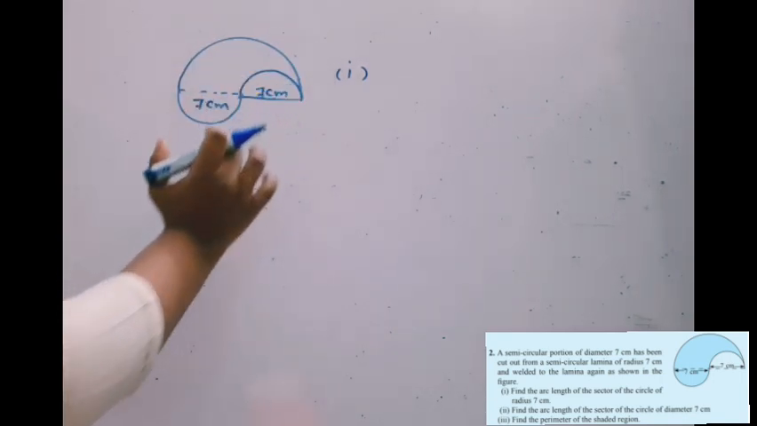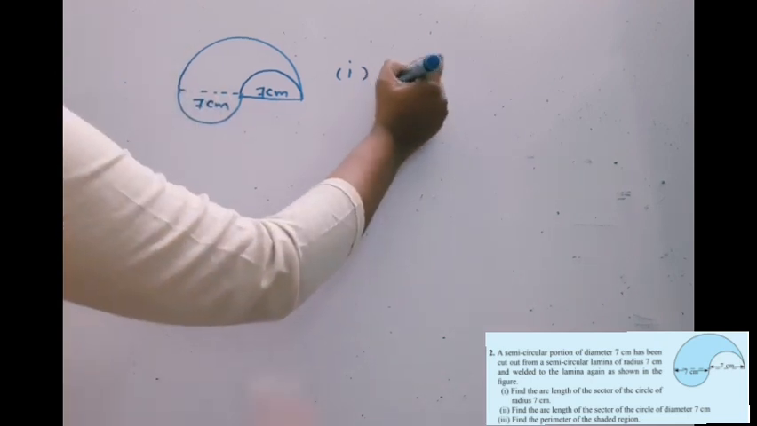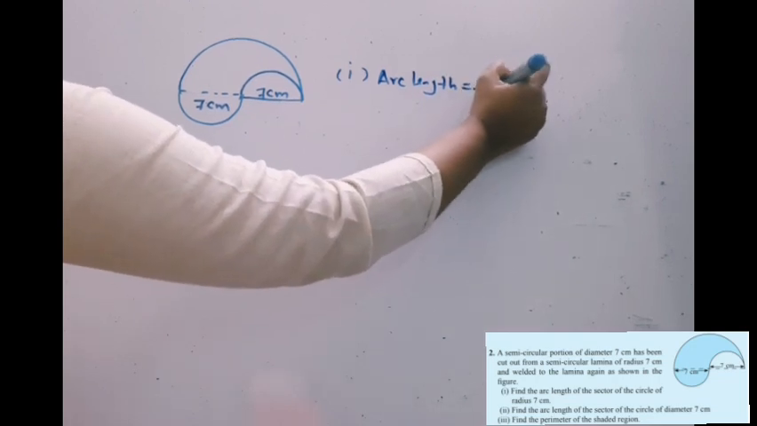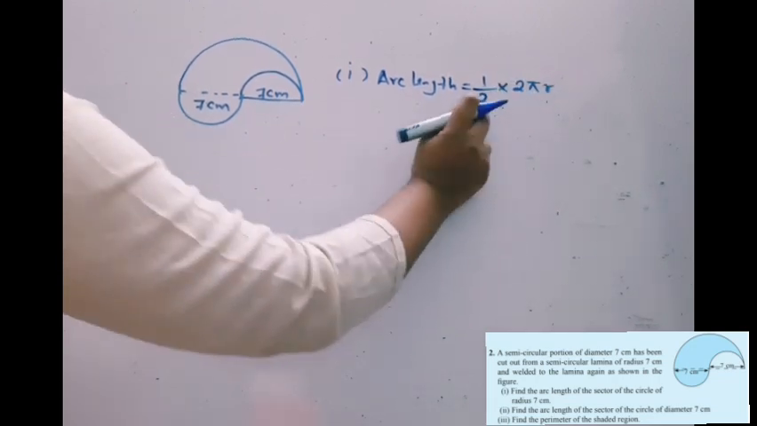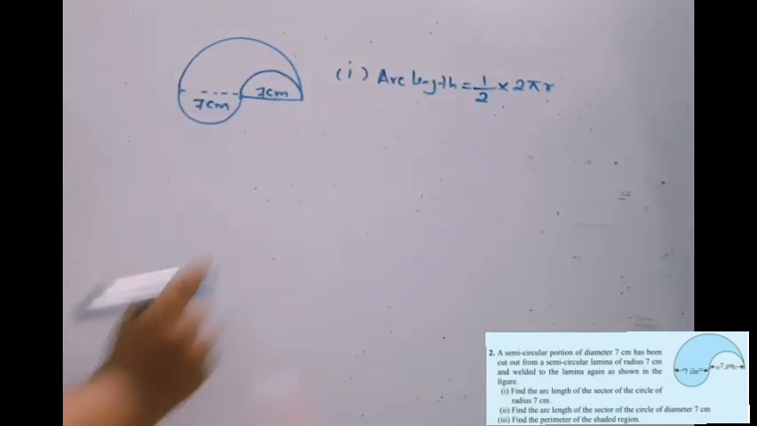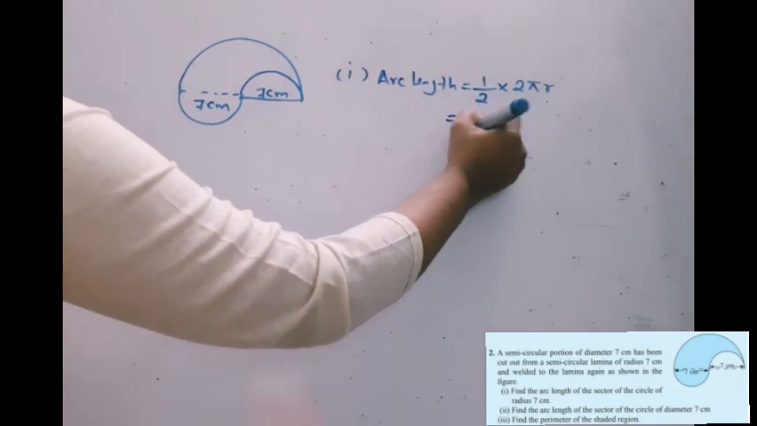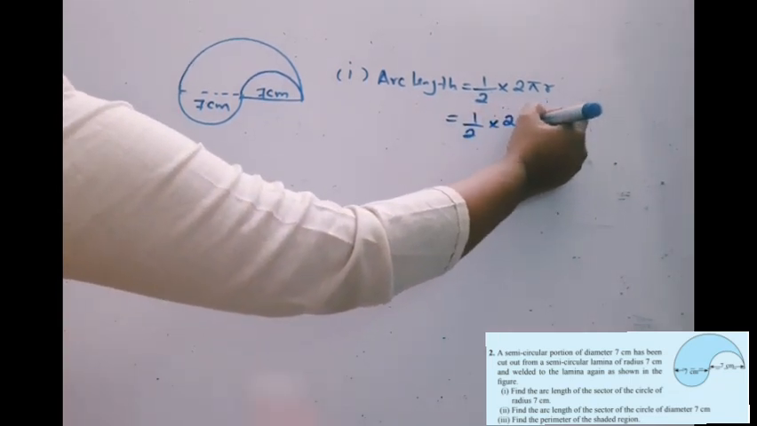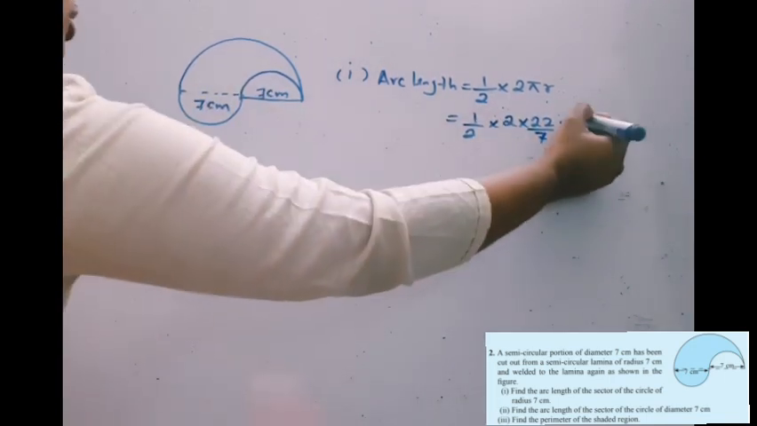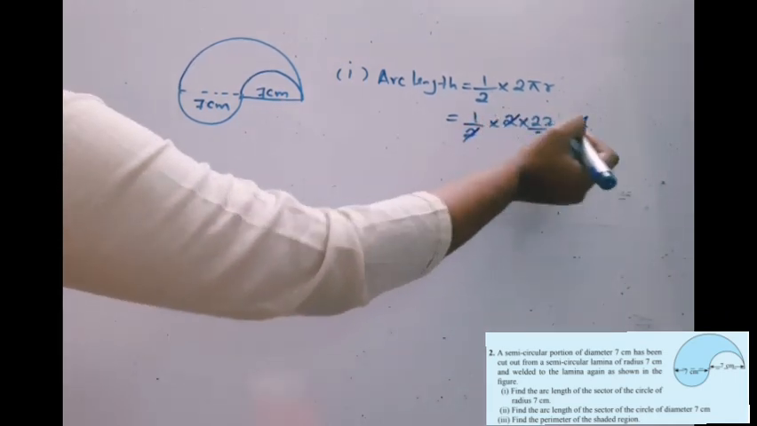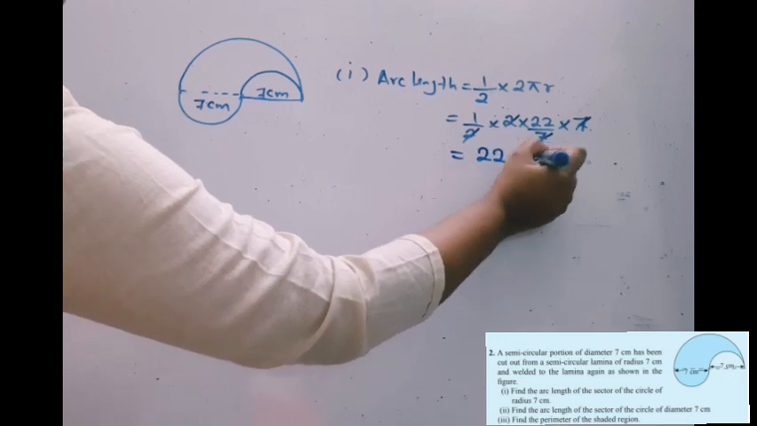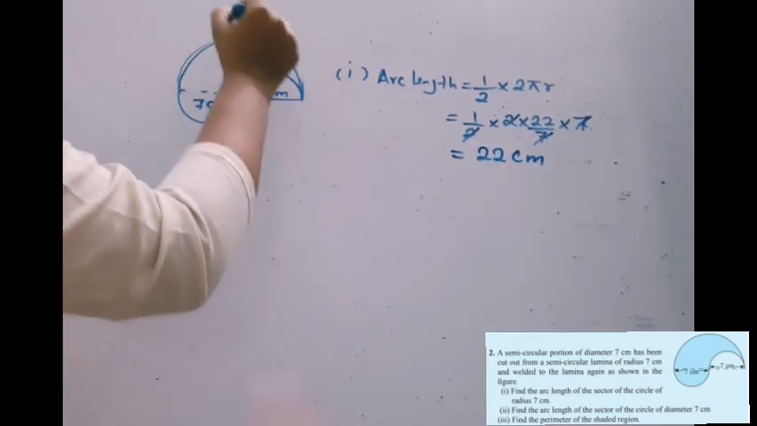That means the larger semicircle's arc length. Okay, so let's write the formula first: half into 2 pi r. Why? Since this is a semicircle, we are multiplying the formula by half. Now let's substitute the values. Half into 2 into 22/7, the value of pi, and the radius is going to be 7. So you can cancel 2 and 2, 7 and 7. So the arc length is 22 centimeters.